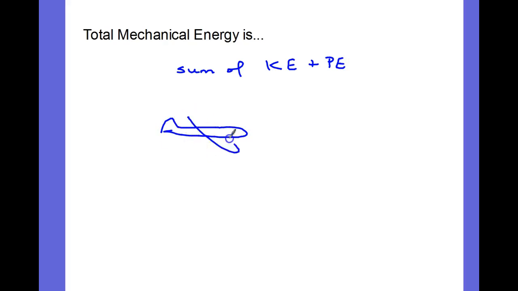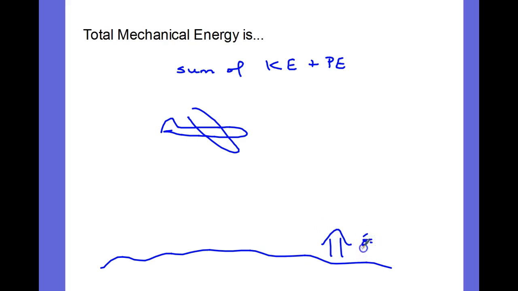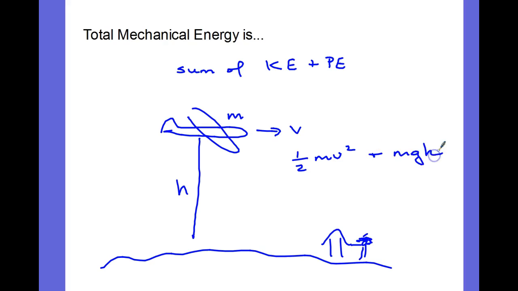Total mechanical energy is the sum of kinetic and potential energy. And so if I have an airplane and it is flying way above the ground, it's got a height, it's got a mass, it's got a velocity, and so the total mechanical energy would be the kinetic energy 1/2 mv squared plus the potential energy mgh.